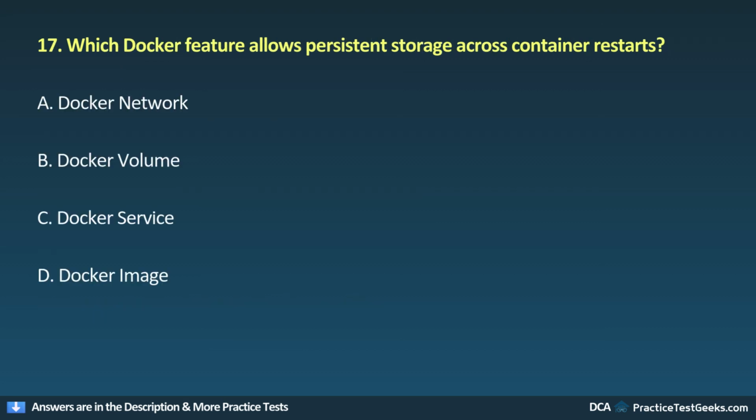17. Which Docker feature allows persistent storage across container restarts? A. Docker network. B. Docker volume. C. Docker service. D. Docker image.